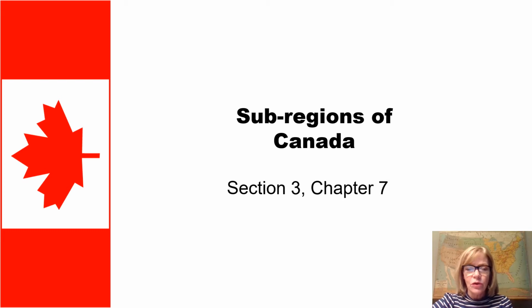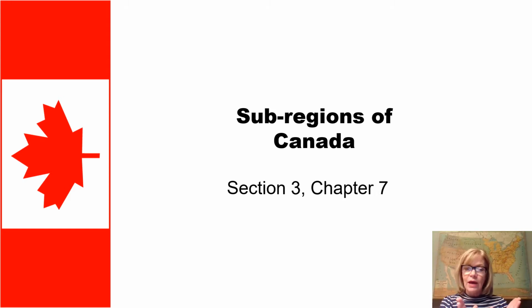Okay, hi everyone. So today we are going to go over section 3 of chapter 7, and we're going to be talking about the subregions or regions of Canada. Just like with the United States, where we have the Northeast, the South, the Midwest, and the West, they're broken up too, but instead you have the Atlantic provinces, which are on the east. Then you have the core, the heartland, and that's Ontario and Quebec. Those are the two provinces, and that's where all the major cities are, with the exception of Vancouver.